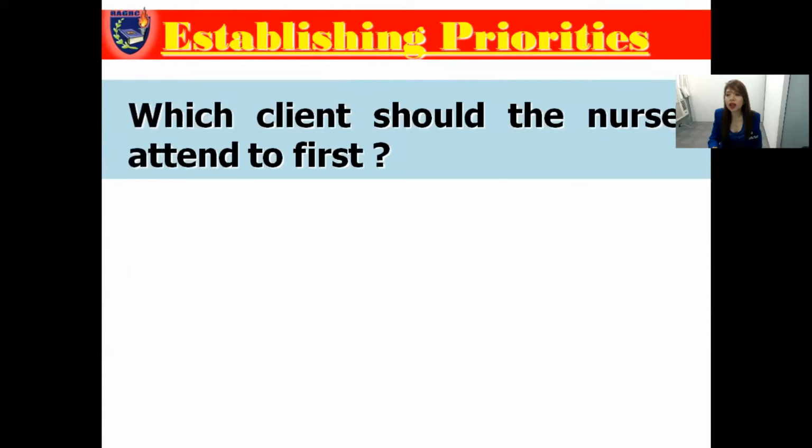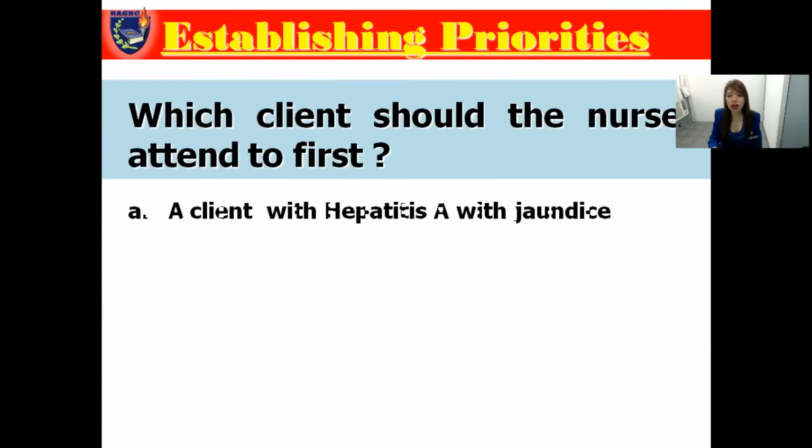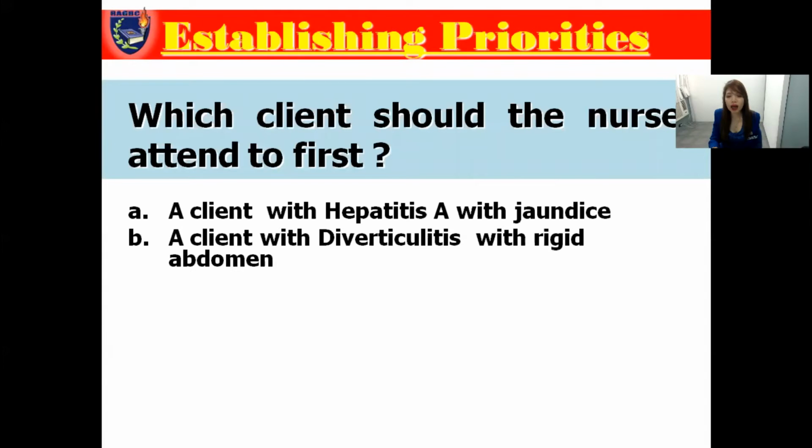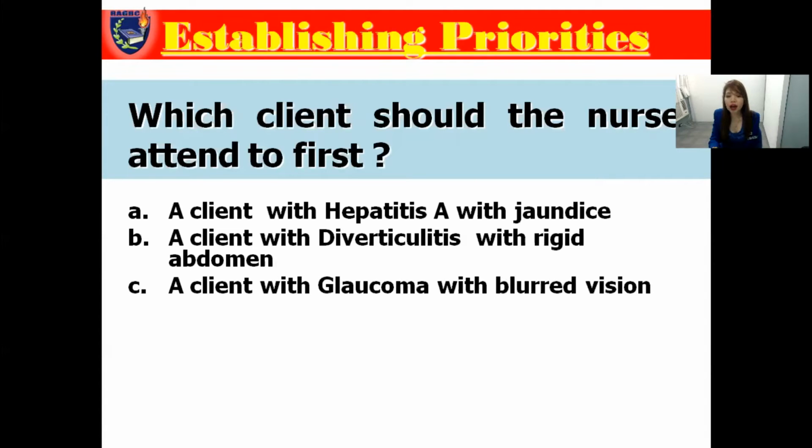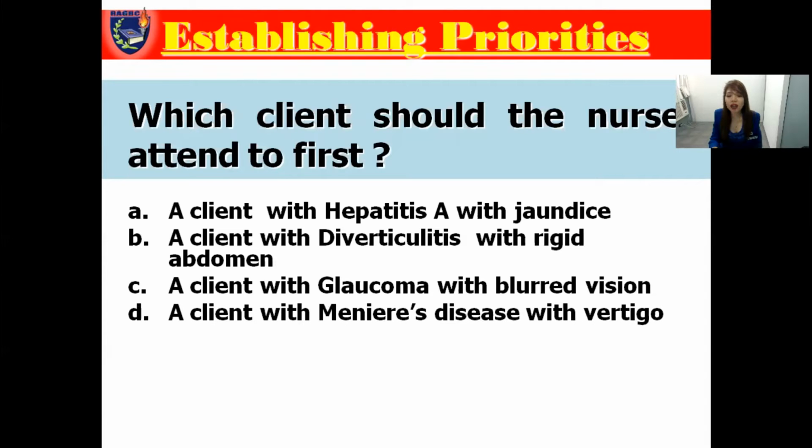Next, which client should the nurse attend to first? Letter A, a client with hepatitis with jaundice. Letter B, a client with diverticulitis with rigid abdomen. Letter C, a client with glaucoma with blurred vision. Or letter D, a client with Meniere's disease with vertigo. So, we have to take note that any expected finding is not your priority. What do you mean by that?